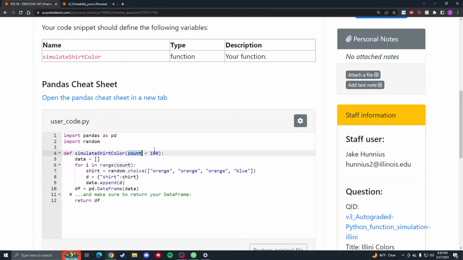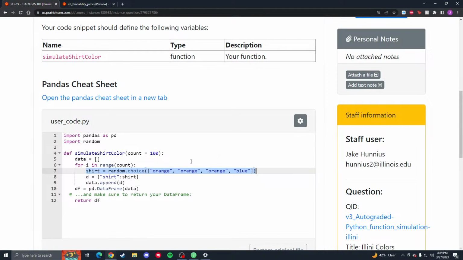I can do the sum of dice problem too. If they don't put anything in, it'll just default to 100. And so this is a simulation, so we're going to start with our data list. So we always create an empty list called data whenever we want to make a simulation. And then we're going to do a for loop in range of the number of people that they're expecting. So we're just going to use count, because if it changes from 100, we want our code to change from 100 too. And then we're going to randomly choose a shirt.